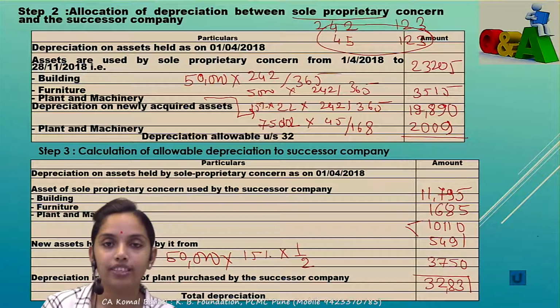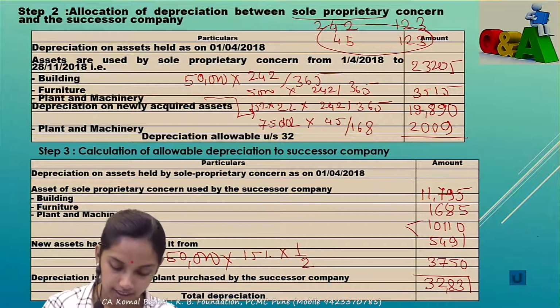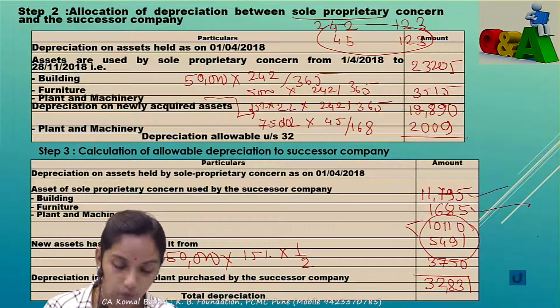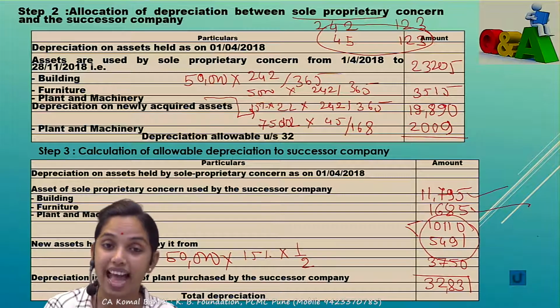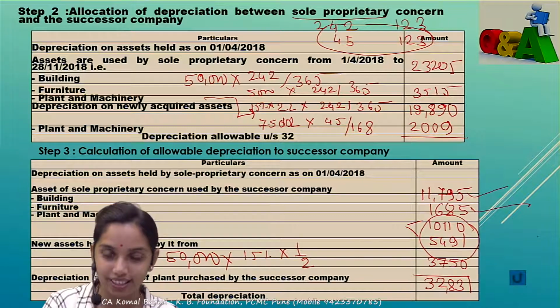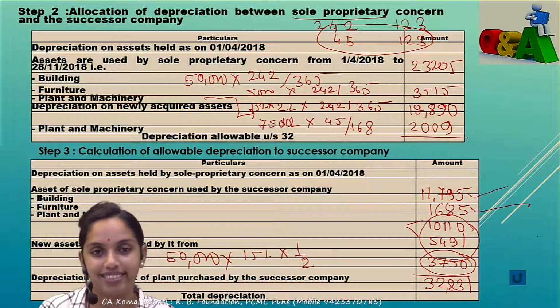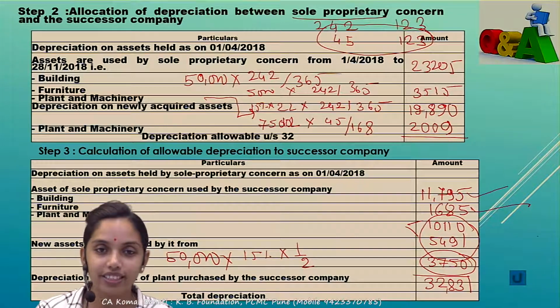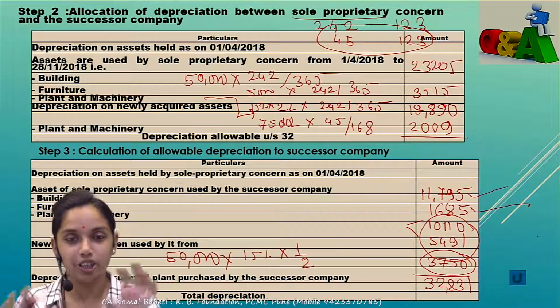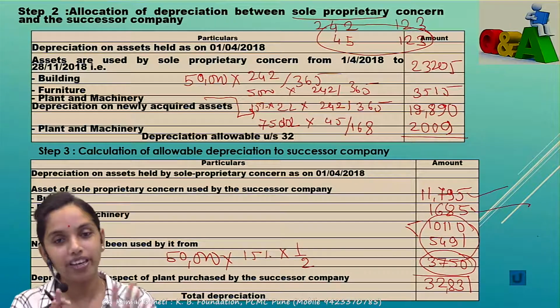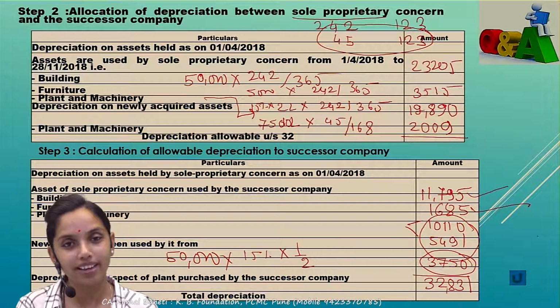Have you clear with it? This is for the building, this is for the furniture, this is for the plant. ये दो part में क्यों है? Because this is on the plant which is added by the predecessor company, or this is on the plant which is added by the successor company. Have you clear with it? प्रीडिसर का पूरा डेप्रिसिएशन दोनों में एलोकेट होगा. सक्सेसर का एलोकेट होगा क्या? नहीं, सक्सेसर का पूरा की पूरा किसको मिलेगा? सक्सेसर को मिलेगा.